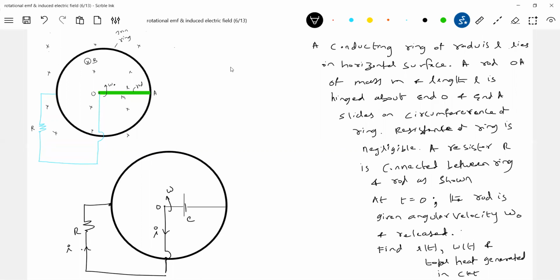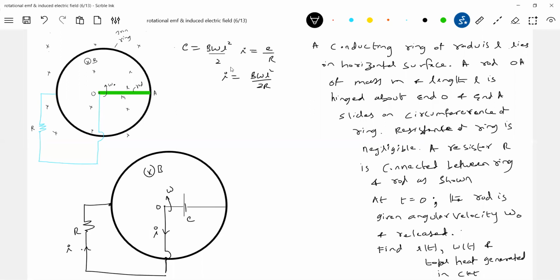What is the EMF induced in the rod? B omega L square by 2. And what about current in the circuit? E by R. So current in the circuit will be B omega L square by 2R. What's happened to the rod? What type of motion will the rod describe? Let's come to Lenz's law.